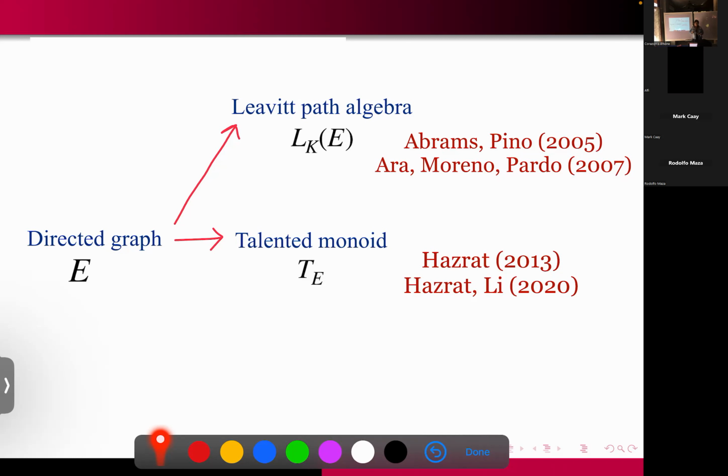On the talented monoid, on the other hand, it was introduced by Hazrat in 2013, but at this point, it was not yet called the talented monoid. It is also not of the form we see in this presentation. Actually, it is a monoid that is related with the Leavitt path algebra at this point. In 2020, he and Lee actually coined the term talented monoid, and the form of this monoid, which we see here, was already formulated at this time.